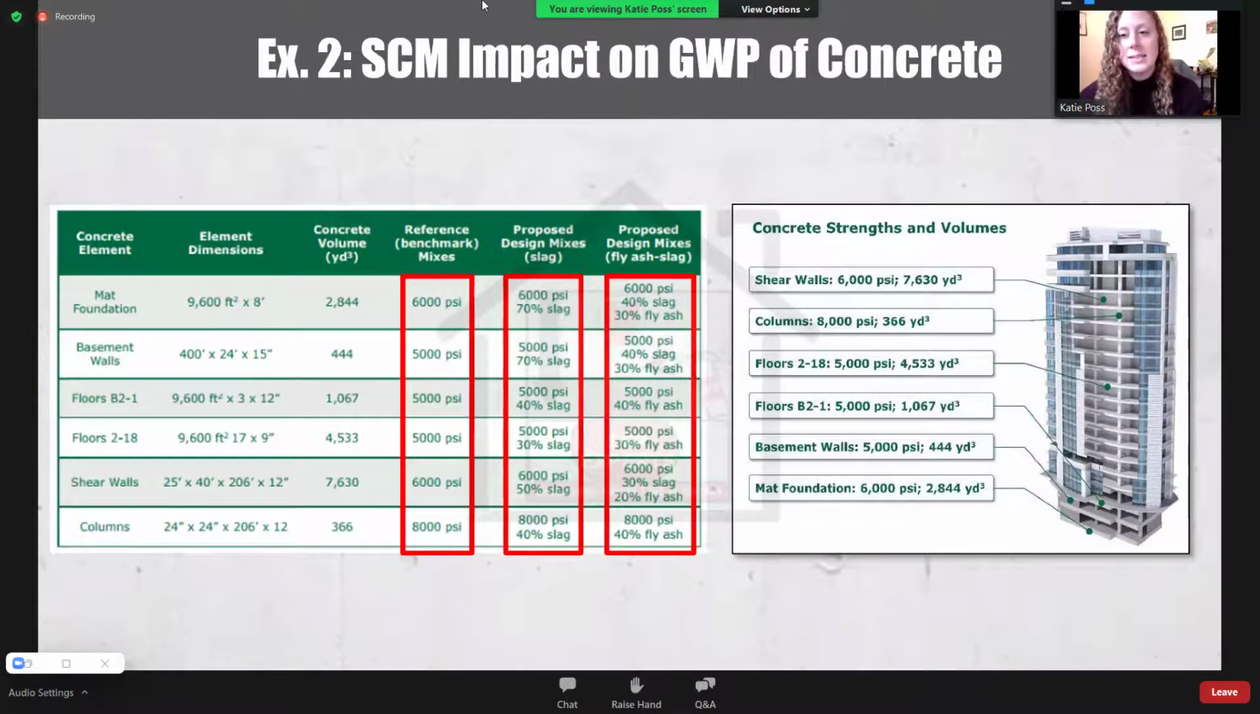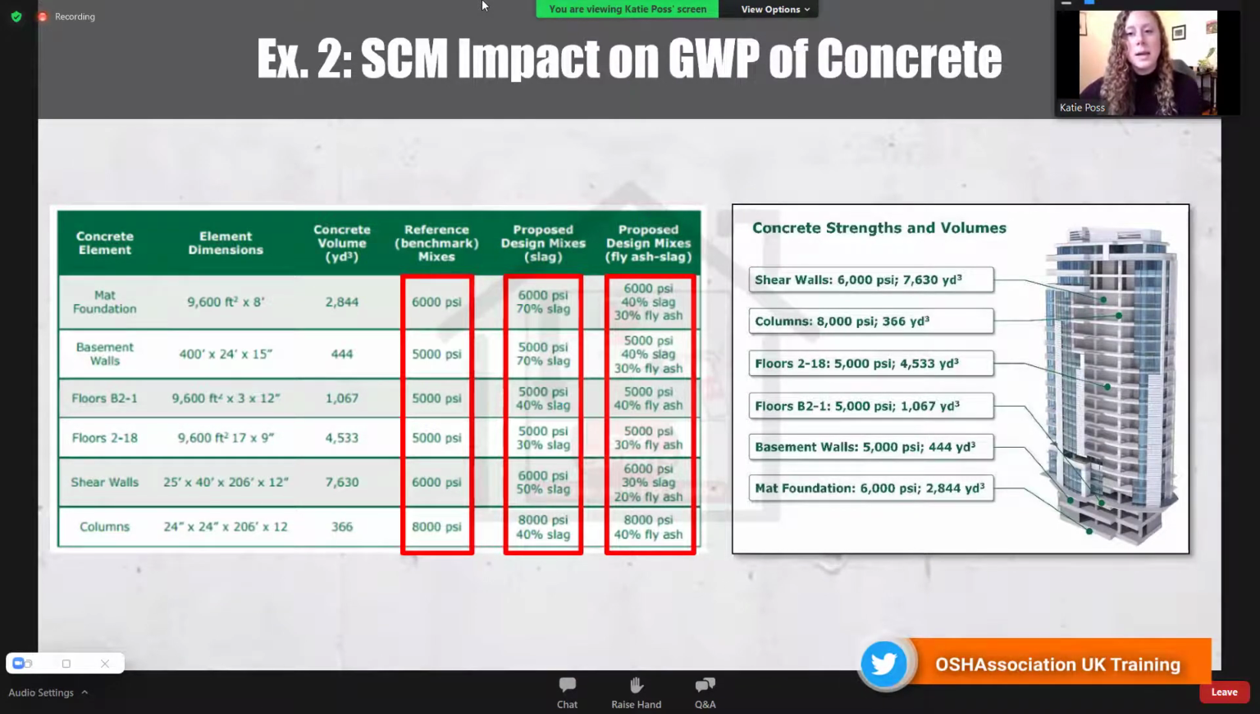The building in the study is an 18-story residential tower located in the Northeast United States. And for illustration purposes, we only selected 6 mix designs. In reality, a project of this size may have more than 6 mixes. On the chart on the left, the compressive strengths and concrete volumes for each structural element are identified.